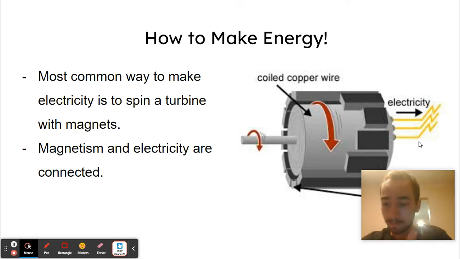What I want you to know is the simplest way to make electricity is you need to spin a turbine with magnets. We're going to talk about very soon that to make electricity, you need to spin magnets because magnetism and electricity are very related. If you change electricity, you make magnets. If you change magnets, you make electricity. So we've known this for a very long time, that if you spin this turbine with magnets, you can get electricity out.